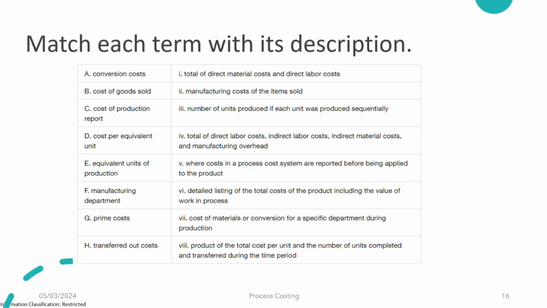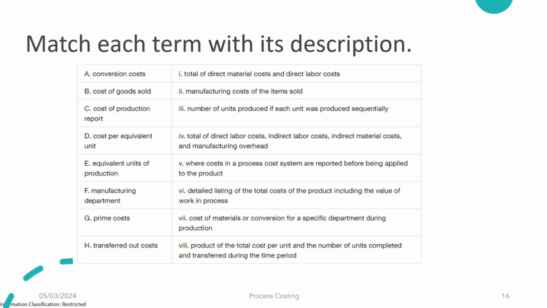D, cost per equivalent unit. E is this one. It means cost of materials or conversion for a specific department during production. Equivalent unit of production is the total of direct labor, direct material, and manufacturing overhead. And F refers to this one. Detailed listing of the total cost of the product, including the value of work in progress.